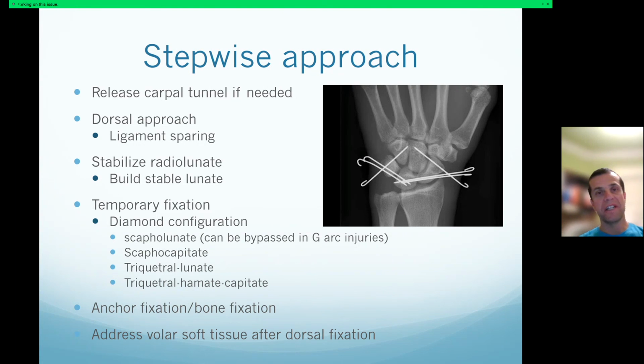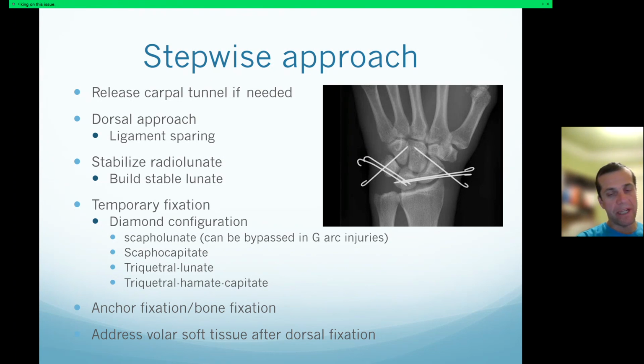More accepted at this point is a stepwise approach, starting with a release of the carpal tunnel if the patient has carpal tunnel symptoms, followed by a dorsal approach through a ligament-sparing capsulotomy. Once the carpus is exposed, the radiolunate joint should be stabilized, the lunate should be reduced, and a radiolunate wire, like a C wire or K wire, could be placed.